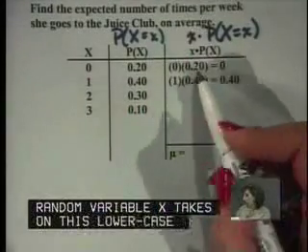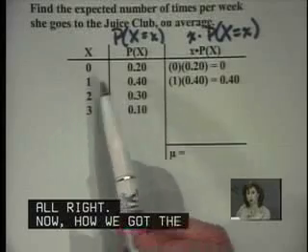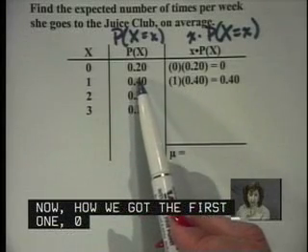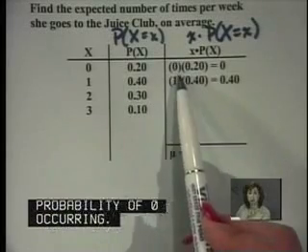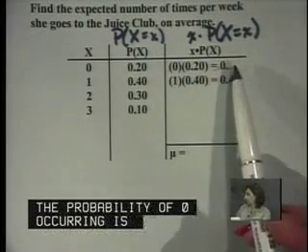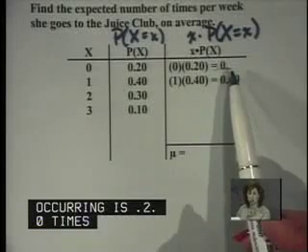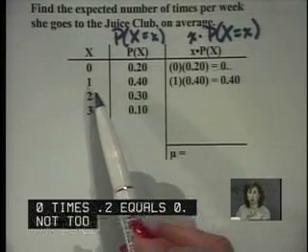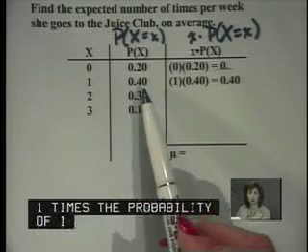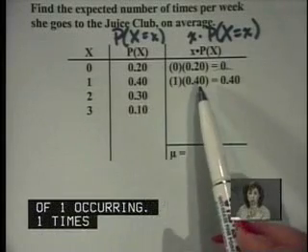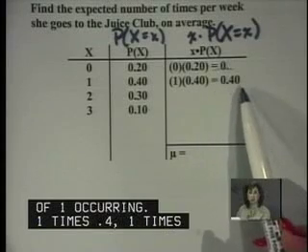All right, now how we got the first one? 0 times the probability of 0 occurring. The probability of 0 occurring is 0.2. 0 times 0.2 equals 0. Not too hard there. 1 times the probability of 1 occurring. 1 times 0.4 equals 0.4.